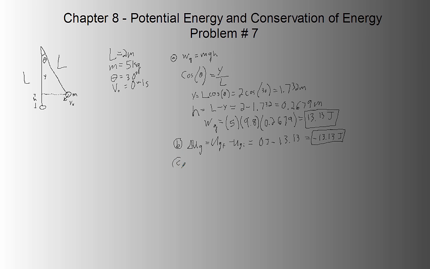Part C, we need to find, if the gravitational potential energy is taken to be 0 at the lowest point, which we just did, what's the value of the potential energy where the ball is released up here? Well, that's the 13.13 joules that we stuck in here. So that's straightforward.